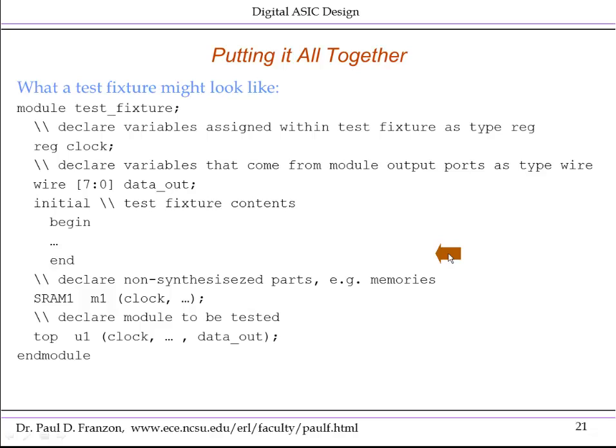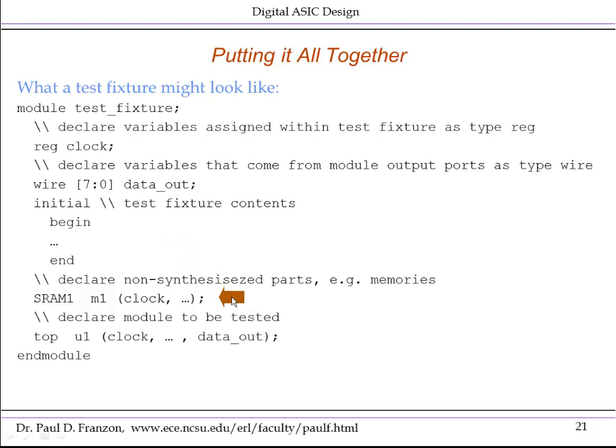So putting it together, you might have a test fixture that looks like this. Again, there are no inputs or outputs to test fixtures in general, though you could imagine having a hierarchy of test fixtures. We declare our local variables. Remember, variables assigned in the procedural blocks have to be of type reg. Variables that are the outputs of modules have to be of type wire. We then have our initial blocks and always blocks, and we can have many of them. We're not restricted to having just one initial block and one always block. You can have as many of them as make your code easy to read and easy to manage.